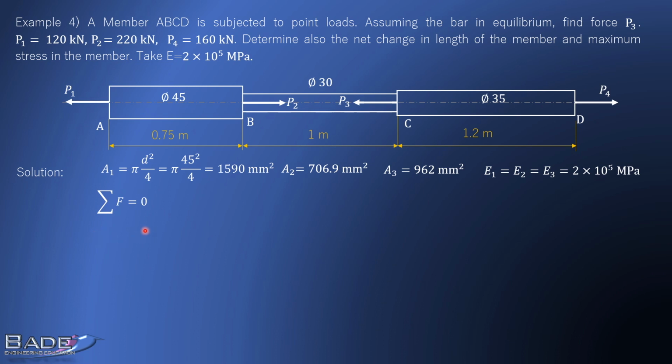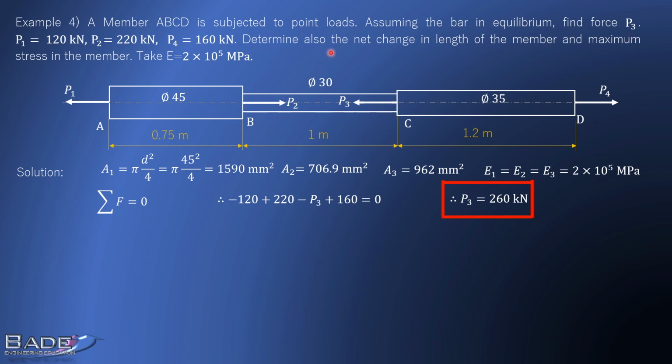Sum of forces equal to 0. Conditions of equilibrium. I am finding external force. I am applying condition of equilibrium. So sign conventions associated with direction of a force. P1 leftwards minus 120, P2 rightwards 220, P3 leftwards, and it is unknown. Leftwards, that's why negative, and P4 rightwards, that's why positive 160. And this is how we have found out P3. We got positive answer. A positive answer means this direction is perfect.